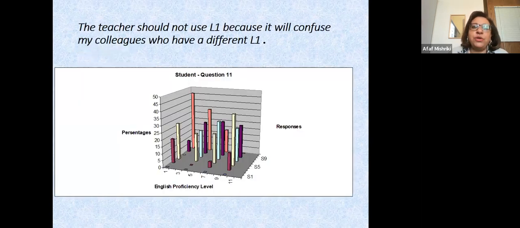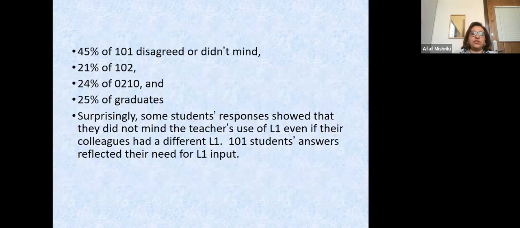The teacher should not use L1 because it will confuse my colleagues who have a different L1. Every now and then, yes, we do get students whose native language is not Arabic. Using Arabic may be disruptive to them. So what do they feel about that? But the majority actually are native speakers of Arabic. So surprisingly, some students' responses showed that they did not really mind the teacher's use of L1, even if their colleagues had a different L1. The lower level group said that their answers reflected their need for L1 input.